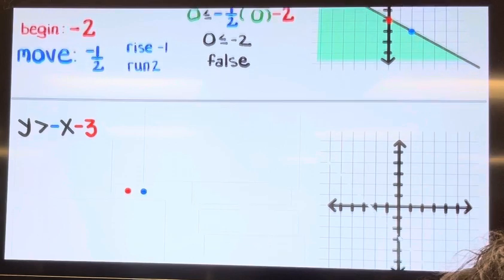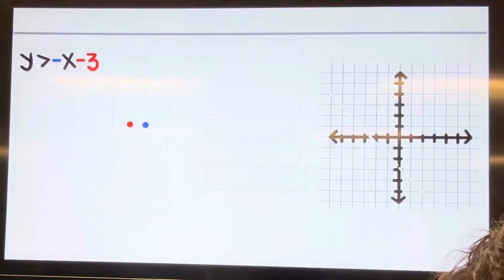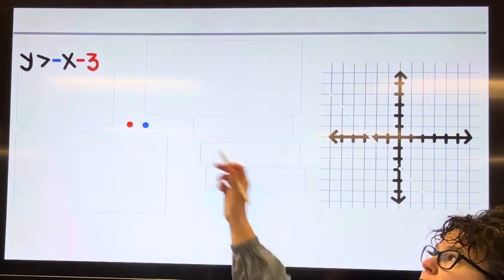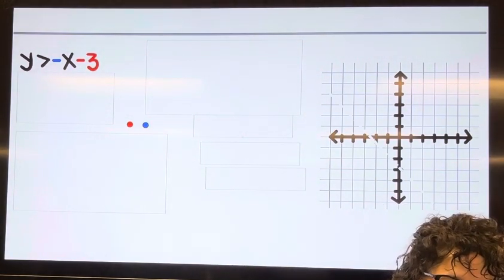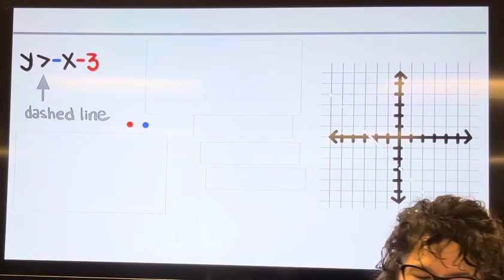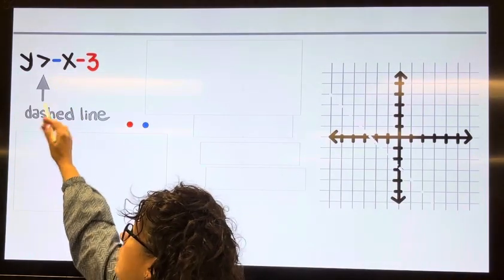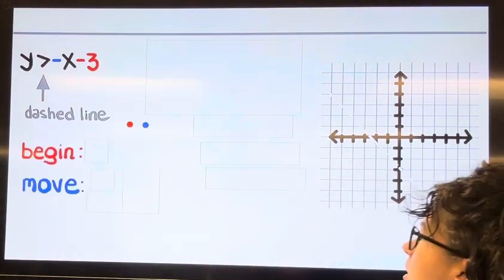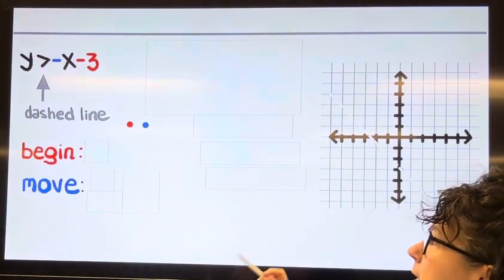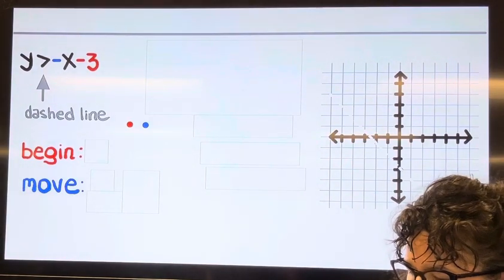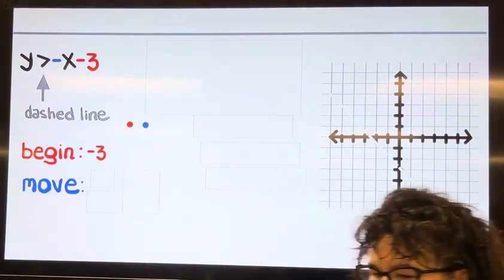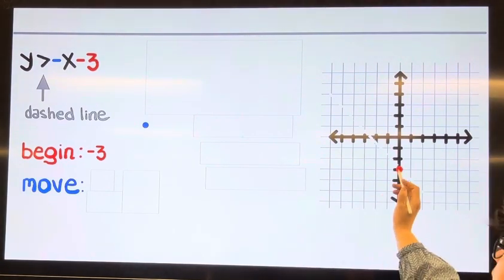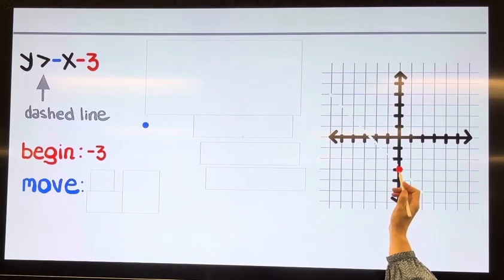Okay, one last example here to make sure you have this one. Okay, so I start off by graphing the line as if it was y equals -x minus 3. The only difference is, because this one is not underlined, I'm going to graph it as a dashed line. I can begin at -3 because that's my y-intercept. So I'm going to take a point and come over here and go to -3 on my y-axis.